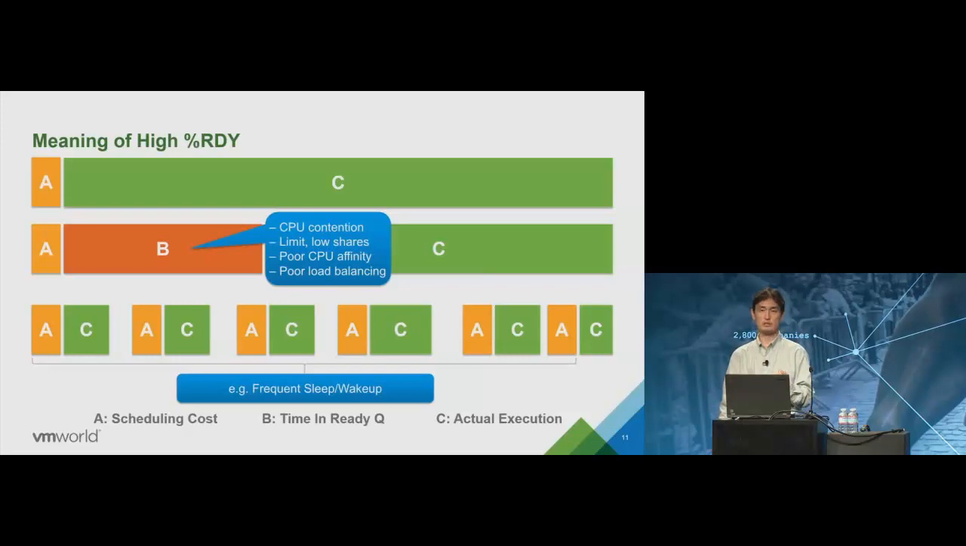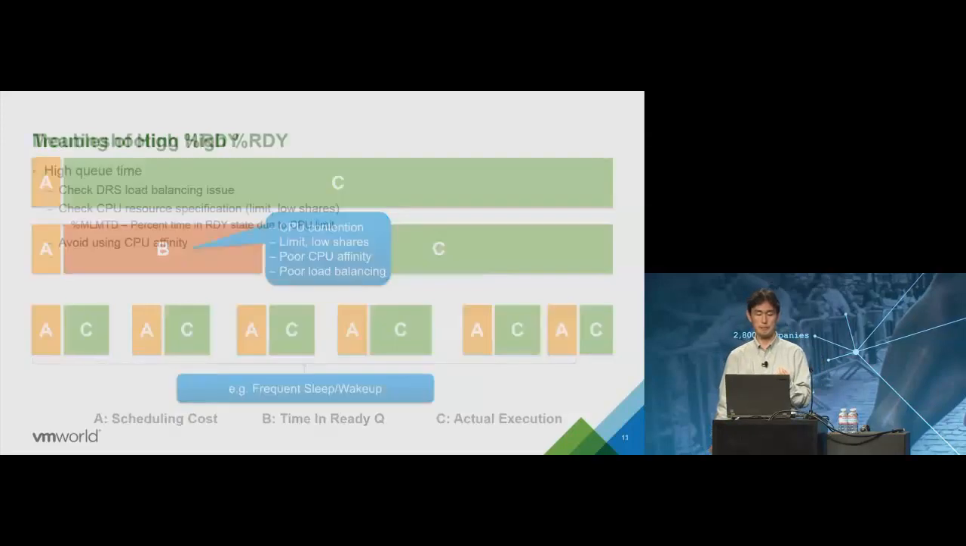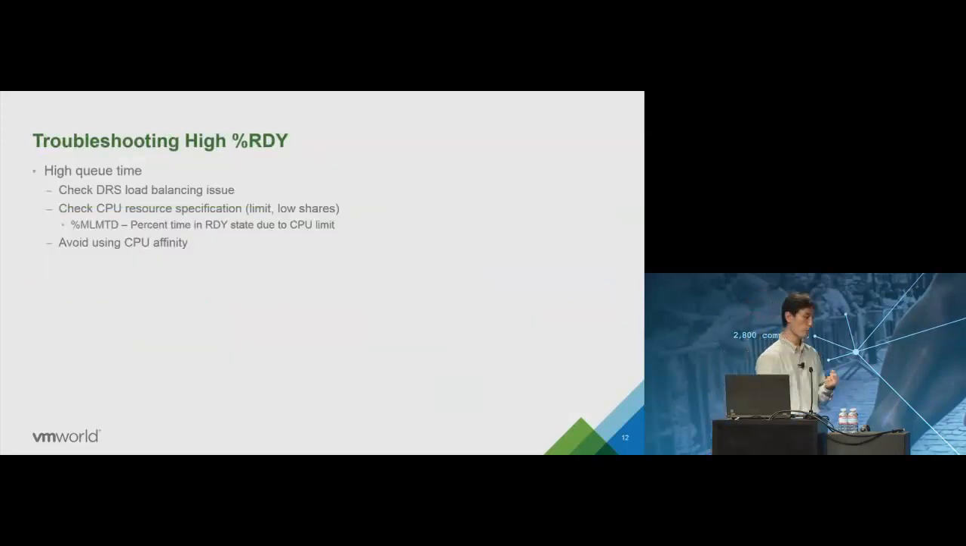In such a situation, you can have high ready time, and one indication you can watch out for is how many wake-ups it has. So what can you do when you see high ready time? If you believe your VM doesn't have frequent sleep and wake up, and you suspect some CPU contention, then I would first check DRS issues.